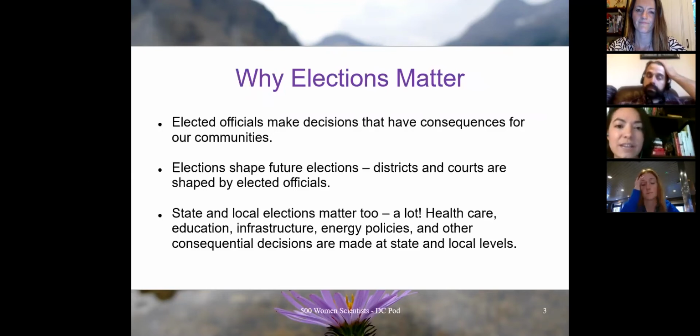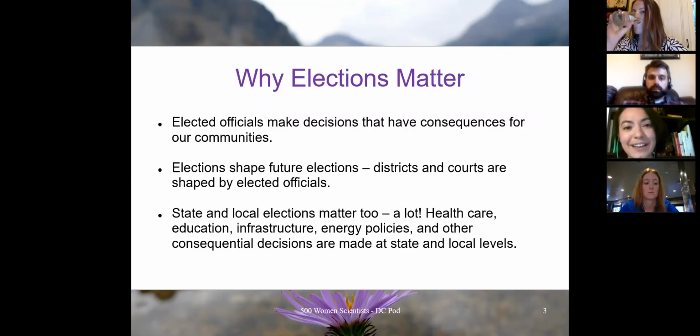Elections are also shaping future elections and influence who has the decision-making power for generations to come. We're seeing this right now with the Supreme Court nomination in the news. State and local elections matter too. Decisions about healthcare, education, energy, and more are made at state and local levels.